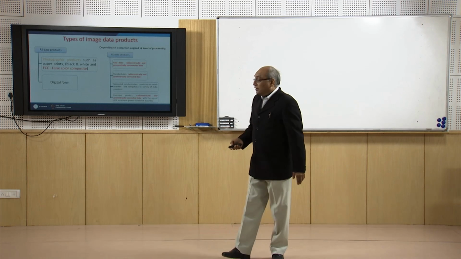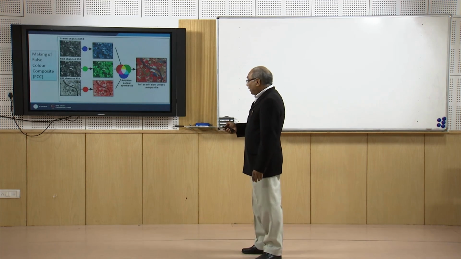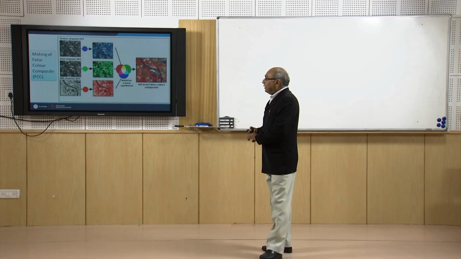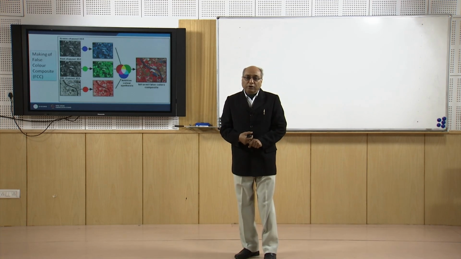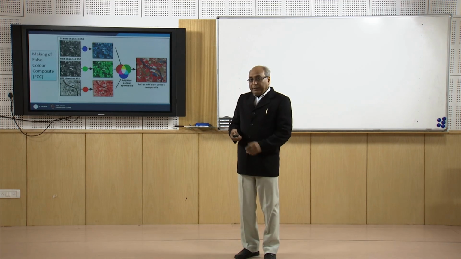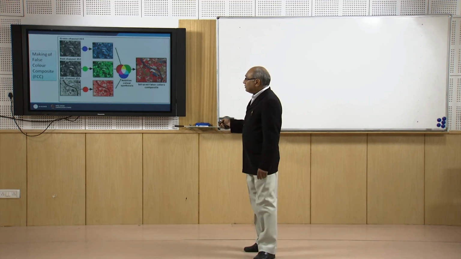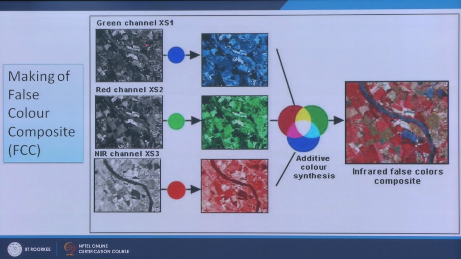Now about the false color composite, this is very important, and this is a very standard practice of creating colored images of satellite data. In the different parts of the visible spectrum, the green and red channels are involved, and blue is not involved here. The green channel is assigned blue color in a standard false color composite, the red channel is assigned green color, and the near infrared channel is assigned red color.